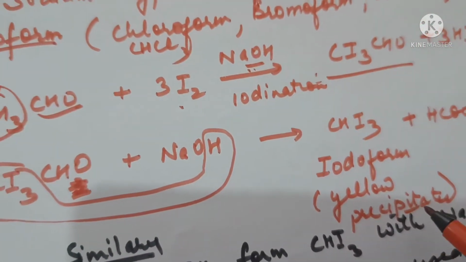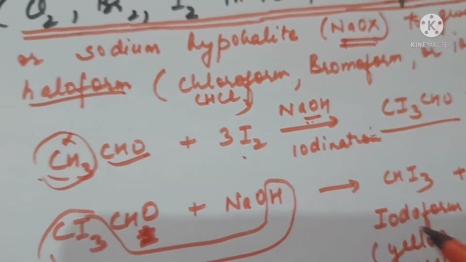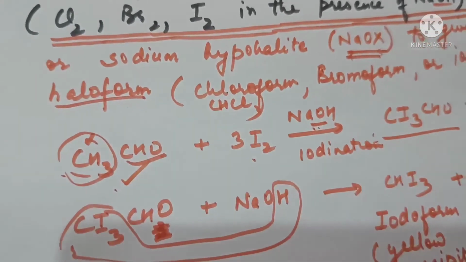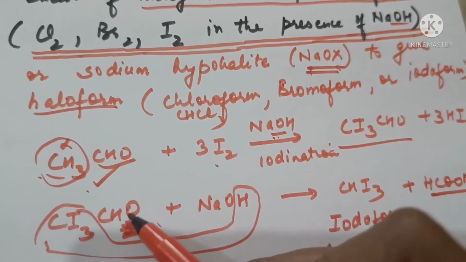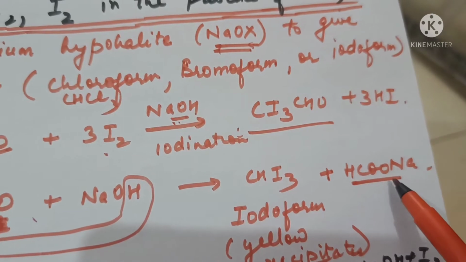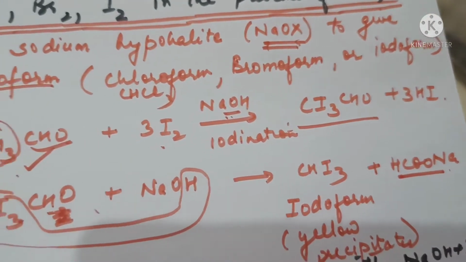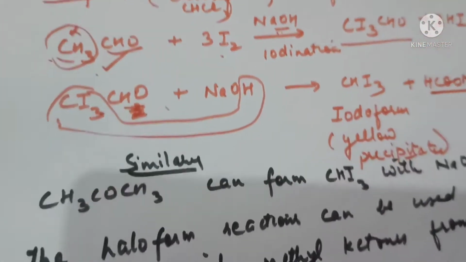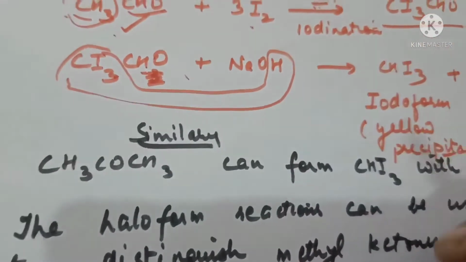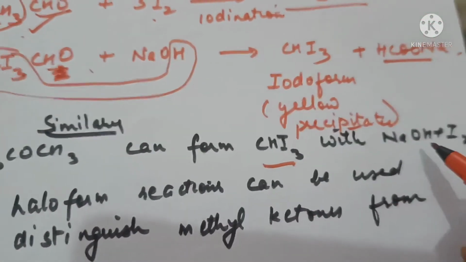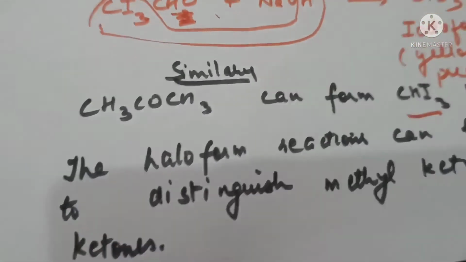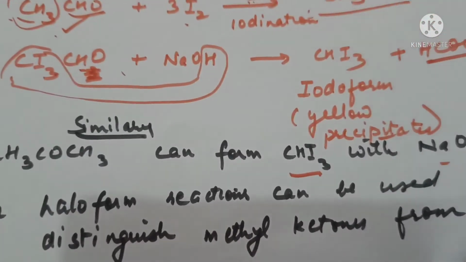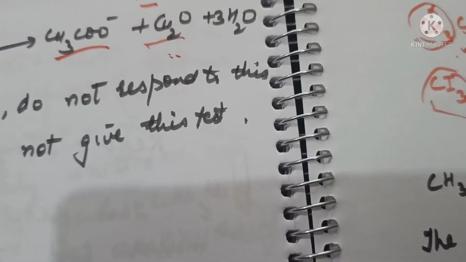Yellow colored precipitates of iodoform are formed. If they are formed, then that means that it is a methyl aldehyde or ketone. So it was a 2-carbon compound, so acid salt of 1 carbon will be formed. Sodium formate will be formed. Similarly, acetone can form iodoform with NaOH plus I2. Haloform reactions can thus be used to distinguish methyl ketones from those ketones which do not contain alpha methyl group.